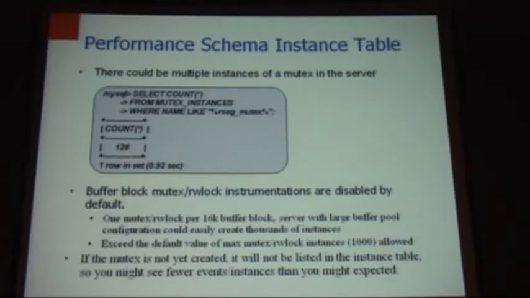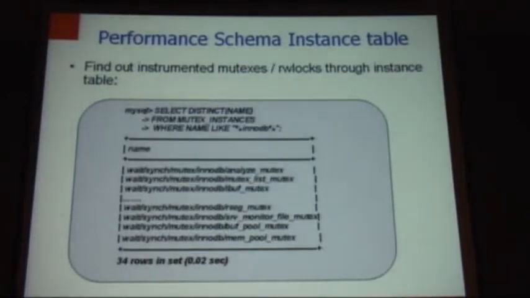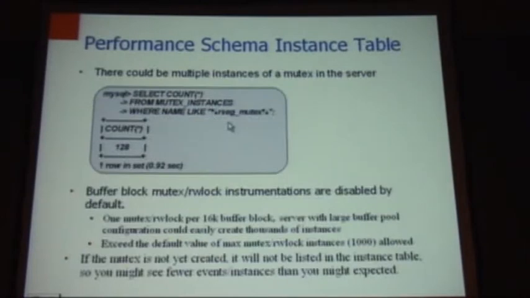Just to note, I use distinct names for the table. The reason is that there could be multiple instances of a particular mutex. Here's an example: the rollback segment mutex. Now we have 128 of them. That comes with another new feature that we talk about on Thursday, the increased number of rollback segments. So we could have quite a few instances of a particular mutex.